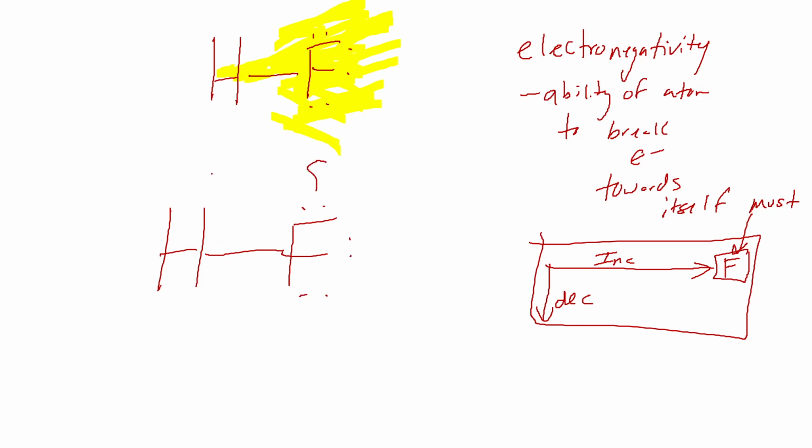The fluorine is going to be what is referred to as being partially negative. That's a delta negative sign. It's going to become partially negative because the electrons are hanging out there. And the hydrogen, which is kind of like losing the electrons in this tug-of-war battle, is going to become partially positive.